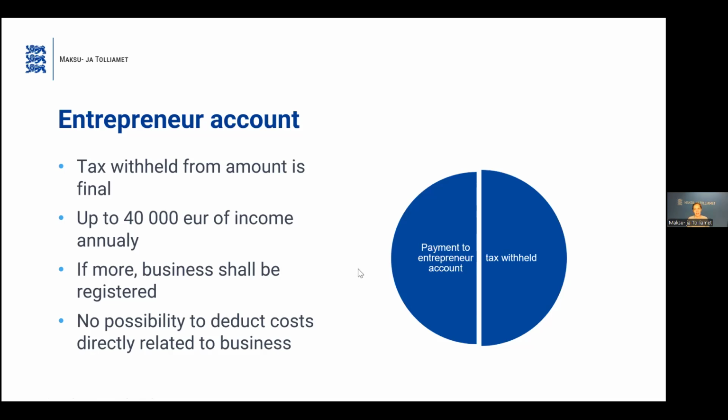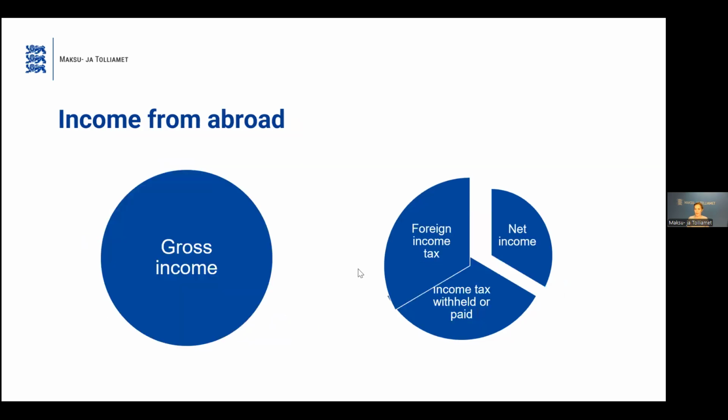But the problem is that in case of choosing this simple entrepreneur account, there is no possibility to deduct any costs directly related to this business, even if you have documents about it. It is just the gross amount and a smaller amount of tax, but no deduction of costs at all. This information about the entrepreneur account is pre-filled to your tax return also. Although you do not have to pay any additional tax, you can see this in your tax return.